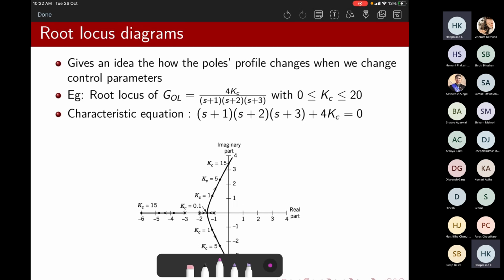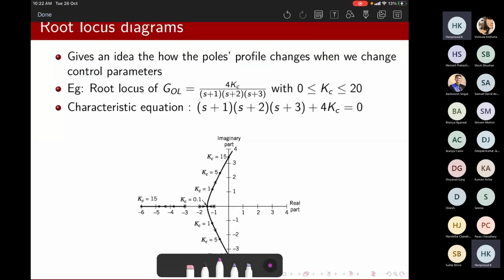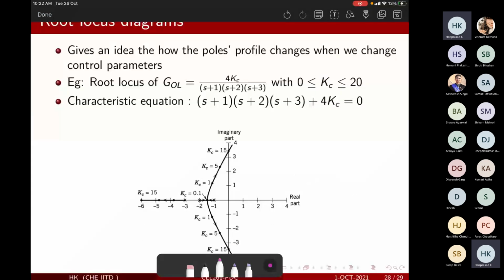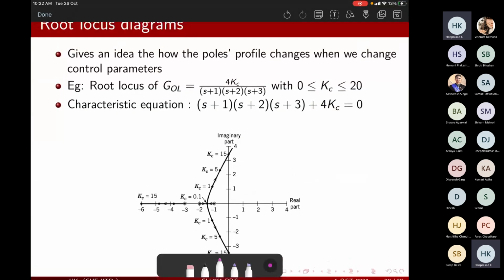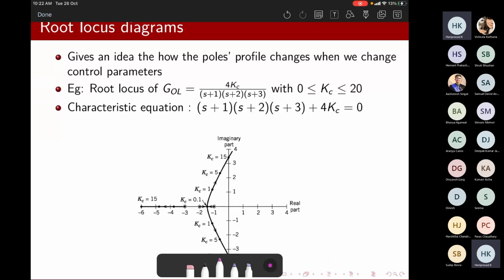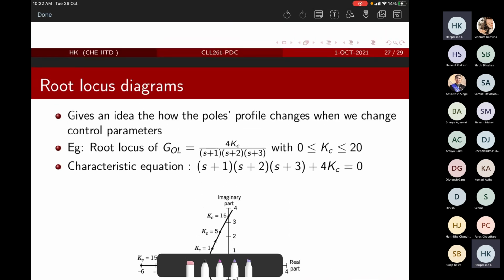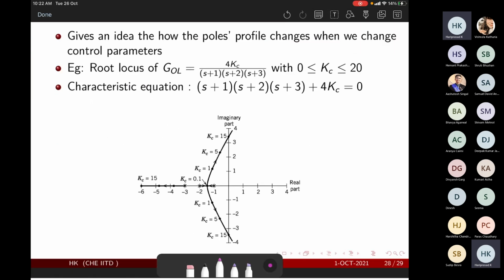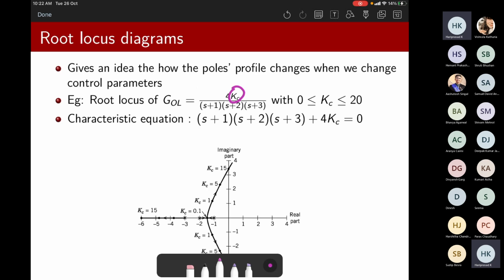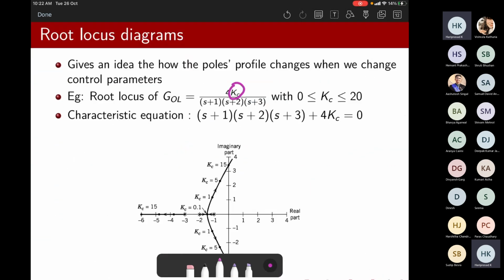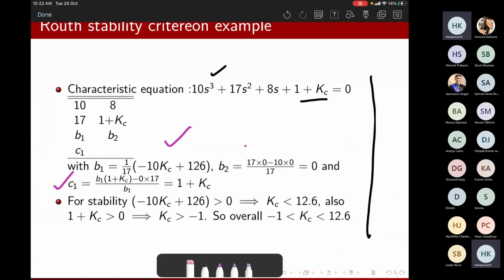Now there is something else, it's more of an introduction. Eventually you need to know the stability of the system for an unknown variable. For instance, if your transfer function contains a controller term, you need to fix that controller gain Kc such that the system is stable. Of course the root array gives you that range, but if you need to look at the profile, this is more of an analytical approach.